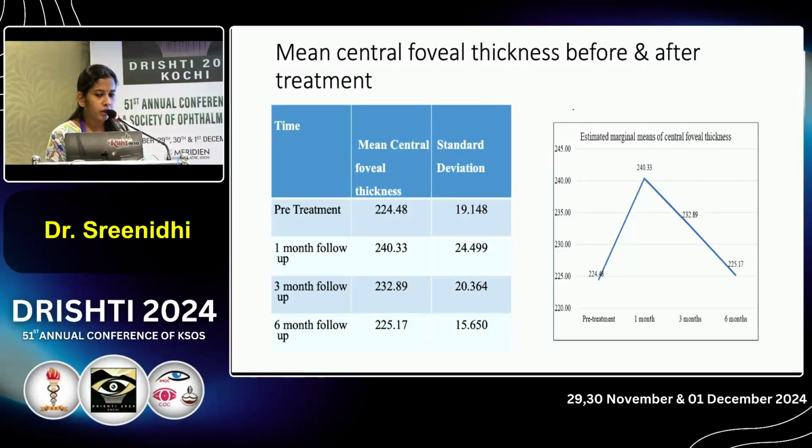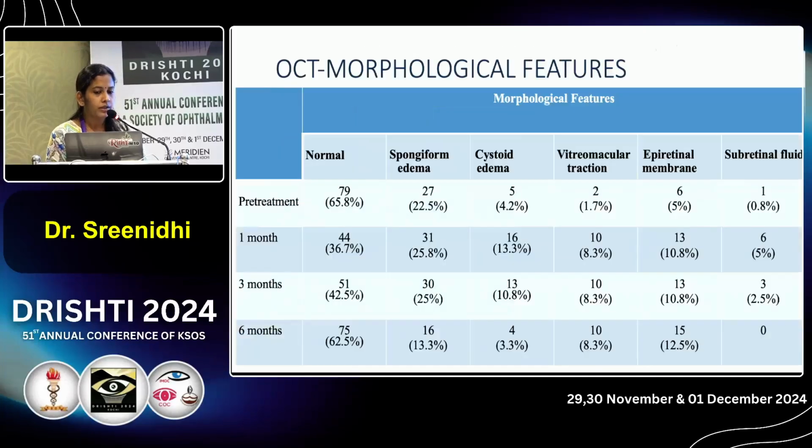Then coming to mean central foveal thickness before and after treatment, here we can see in the treatment group, initially in the pre-treatment group, the mean central foveal thickness was 224, which increased to 240 after 1 month, decreased to 232 after 3 months, and again decreased to 225 after 6 months of follow-up. Then coming to OCT morphological features, in the majority of patients, OCT morphology was normal, followed by spongiform edema.